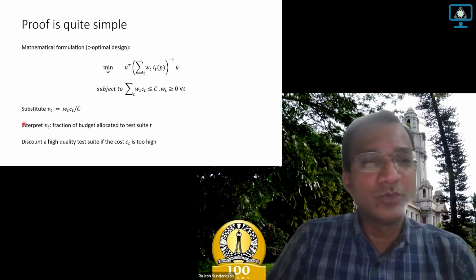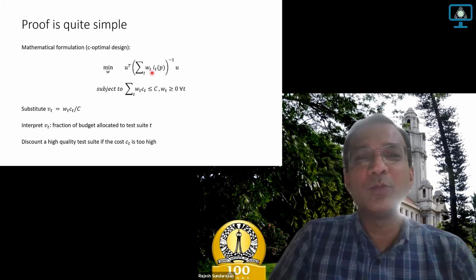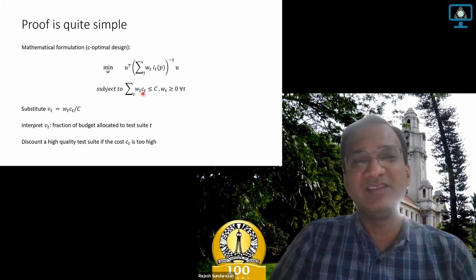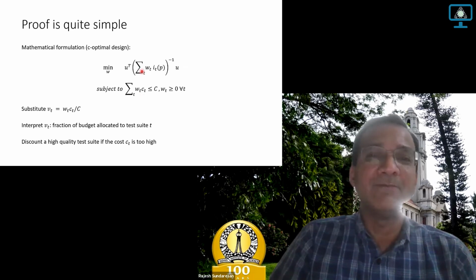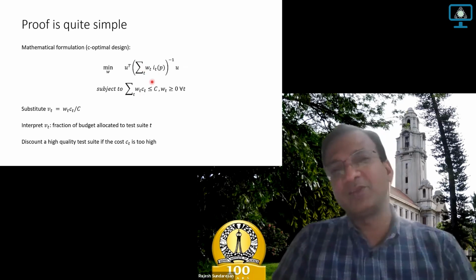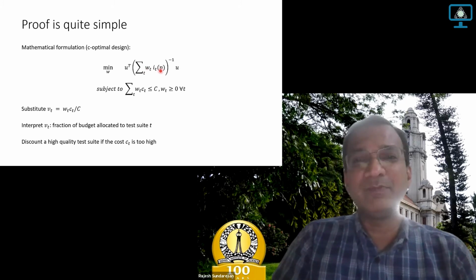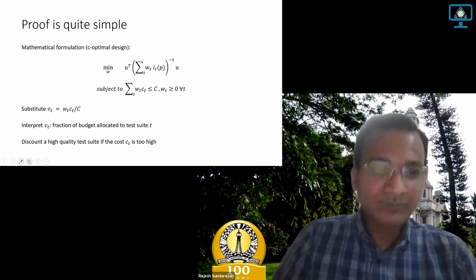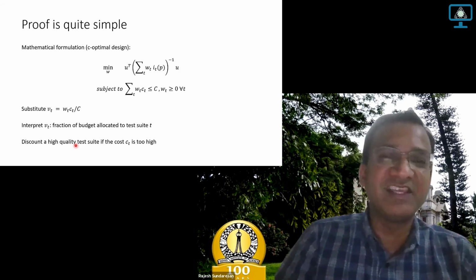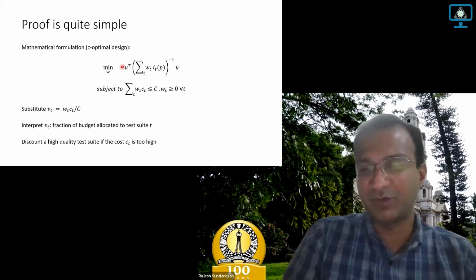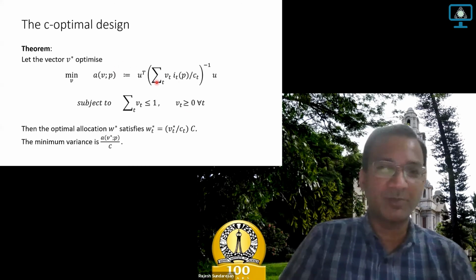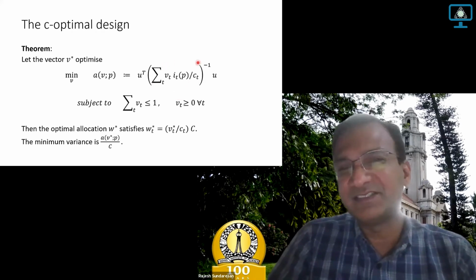Then once you do this substitution, you can go back and manufacture the VT here. So that means that we need WTCT by capital C. So you just multiply and divide by suitable quantities, and you will actually get VT ITP divided by CT. Okay. And once you pull the C out, you will essentially get the previous optimization problem, this optimization problem. So let's go back and examine this a little bit more.